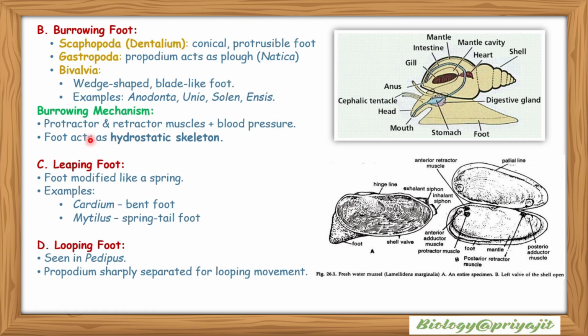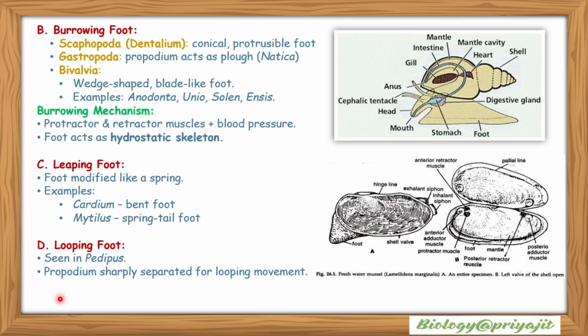Burrowing mechanism. Their protractor and retractor muscles along with the blood pressure act, and their foot acts as a hydrostatic skeleton. Leaping foot, their foot can be modified like a spring. Examples in Cardium, they have a bent foot. In case of Mytilus, there is a spring tail foot.